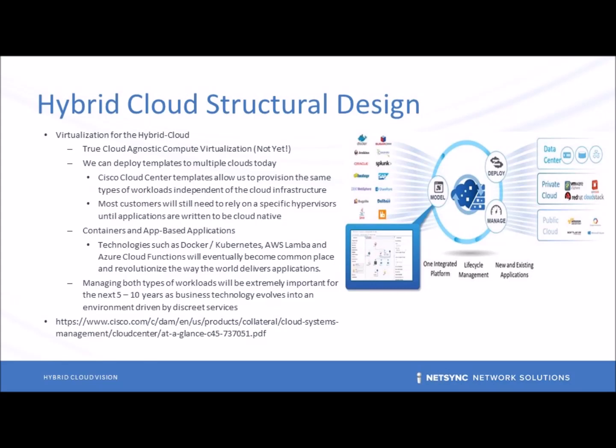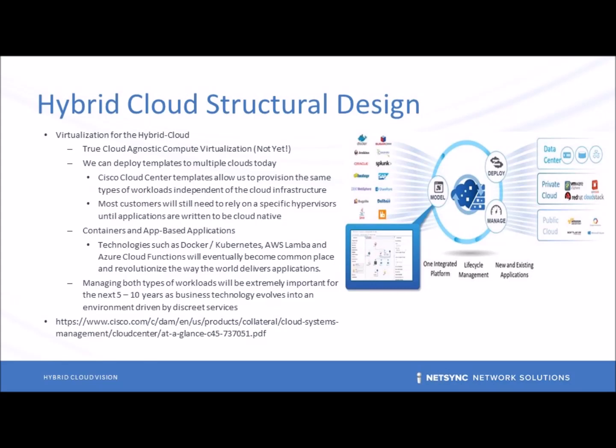And it's going to take organizations rewriting their applications. Some of the most leading edge organizations have already started that process, but this is where it's headed. Managing both types of workloads will be extremely important from now on, probably into the next 5 to 10 years as business technology evolves and is just driven into what we call discrete services.